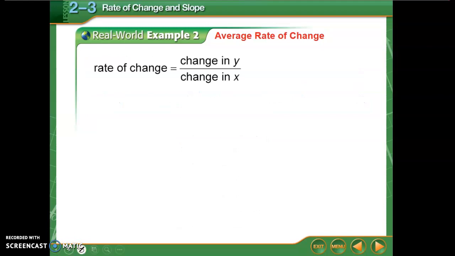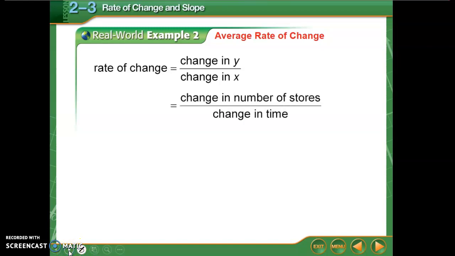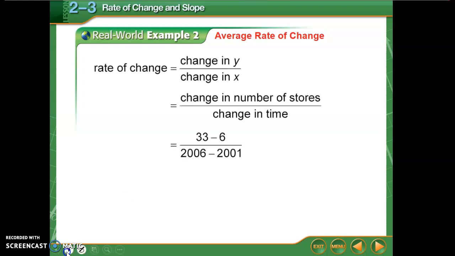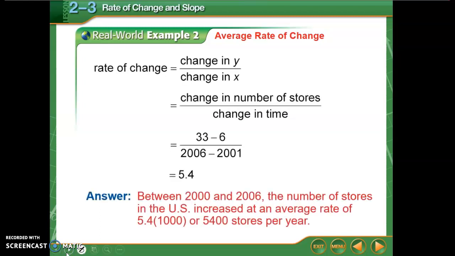So rate of change equals change in y over change in x, change in the number of stores over change in time, then plug in the values. So approximately you have 5.4. So between 2000 and 2006, the number of stores in the U.S. increased at an average rate of 5.4 or 5,400 stores per year.